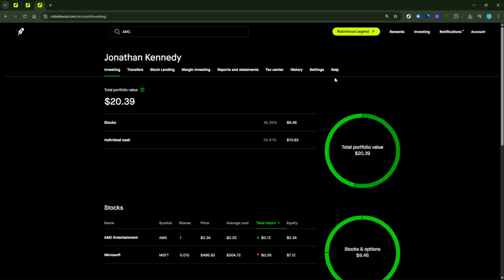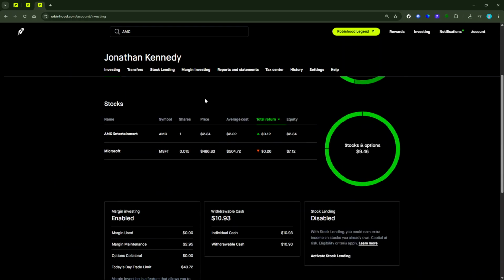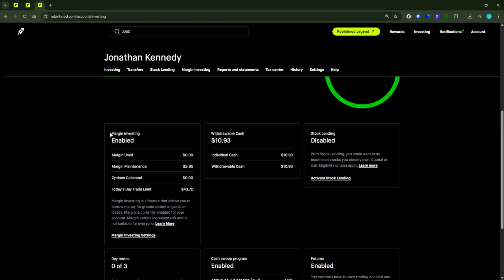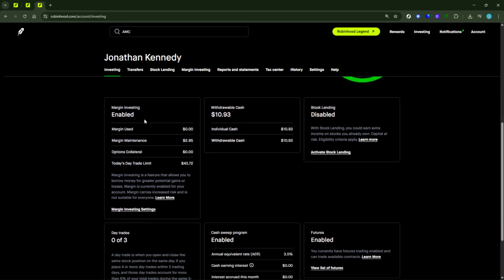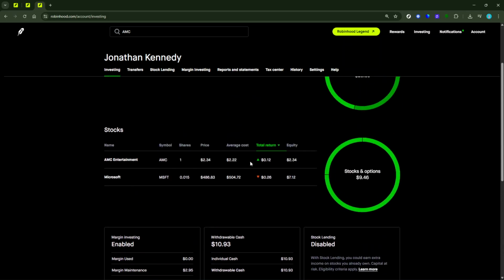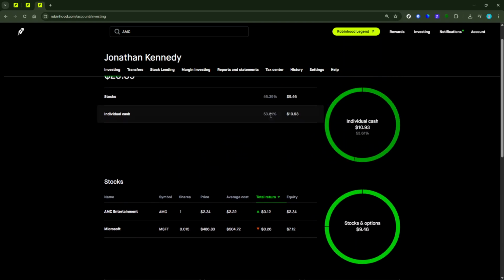Now that margin investing is enabled, your dashboard will look a little different. Specifically, you'll notice that your buying power is displayed. Buying power is the total amount of money available for you to trade. With margin enabled, this amount includes not just your own cash, but also the funds you're able to borrow from Robinhood. So what does this actually mean?